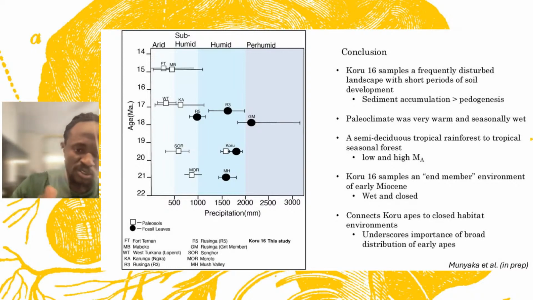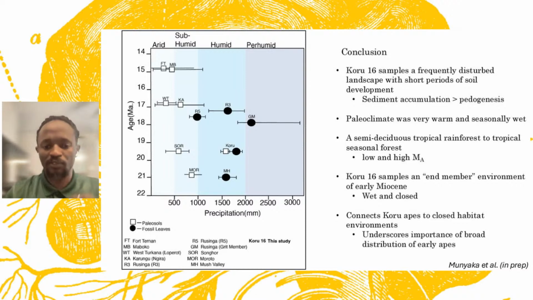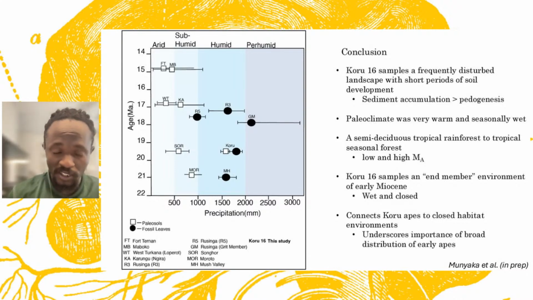So here I show paleosols and fossil leaves, and we see Koru 16 being one of these end members, a wet tropical forest, in which the rate of sedimentation and accumulation is greater than how much the soil is able to form. That's why we are able to see these weakly developed paleosols that also have some fluvial effect on them.